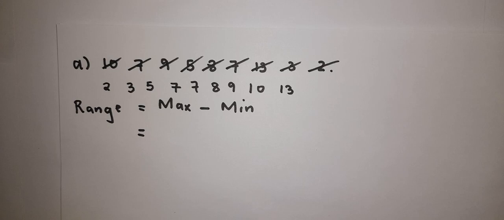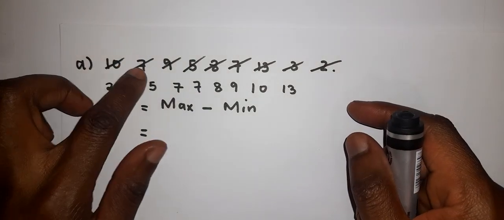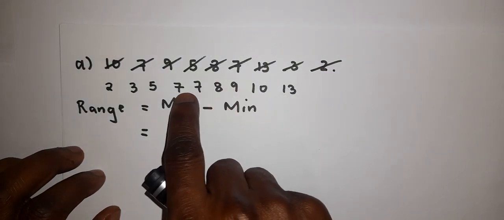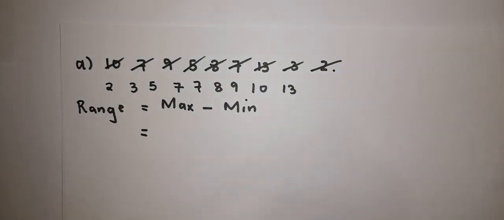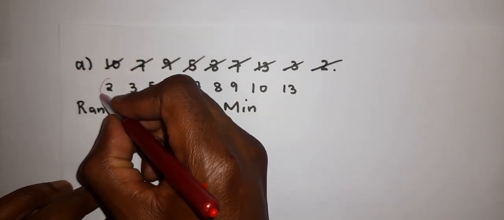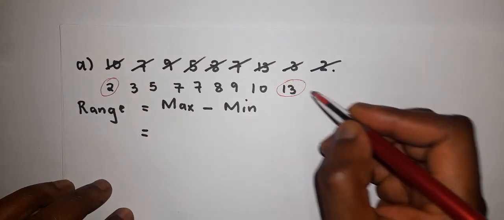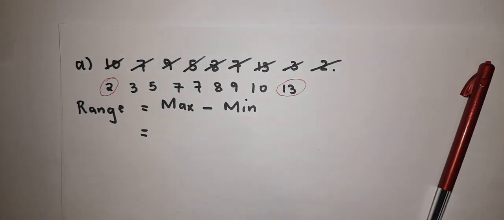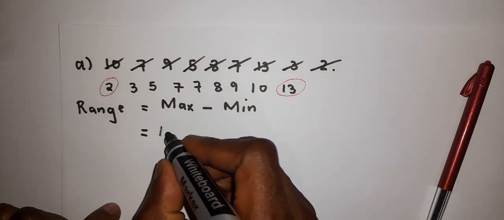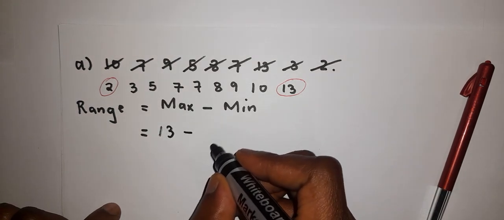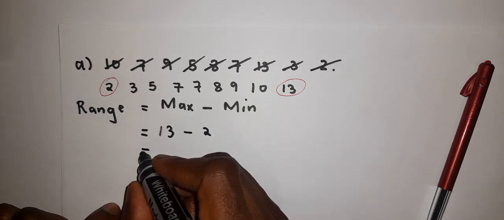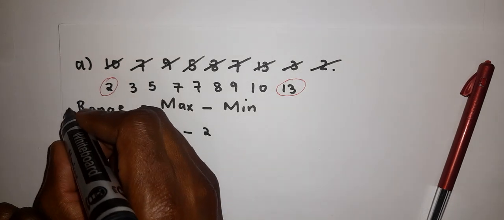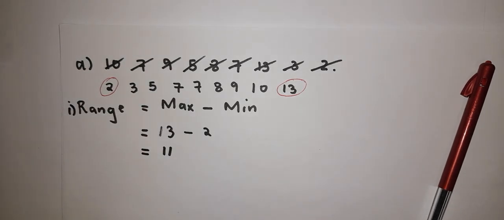Right, so now after I've arranged my data, I just want to confirm I have 1, 2, 3, 4, 5, 6, 7, 8, 9 points. Right, so from this data set, I can see this is my smallest number, this is my largest number. Therefore, the concept of range says maximum minus minimum. Therefore, I will have the maximum number in this case being 13, subtracting the minimum number, which is a 2. Then my range is simply 13 minus 2, which is 11. Right, the first question, grade 10s, we are done.